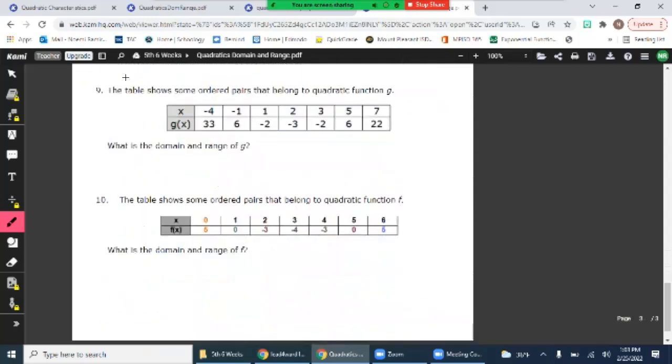Now, every question does not ask for both domain and range. So just make sure you're paying attention to what they're asking for, okay?